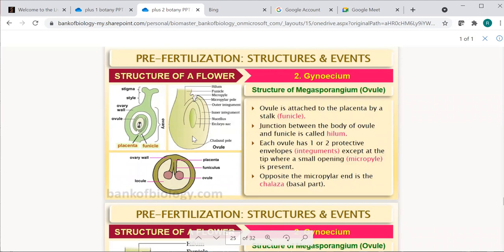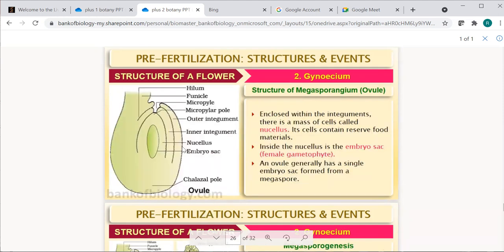Opposite to the micropylar end is the chalazal pole, called the chalaza. Enclosed within the integuments, the protective outer layer, and the inner integument, what is inside? The nucellus. There is a mass of cells called the nucellus. What does it contain? It contains reserved food materials.